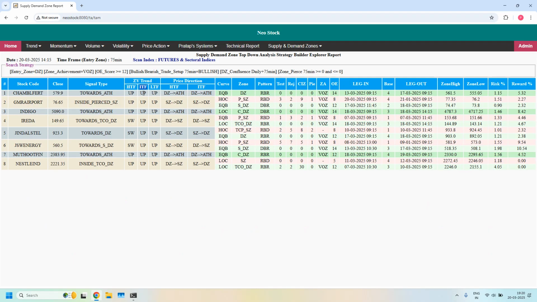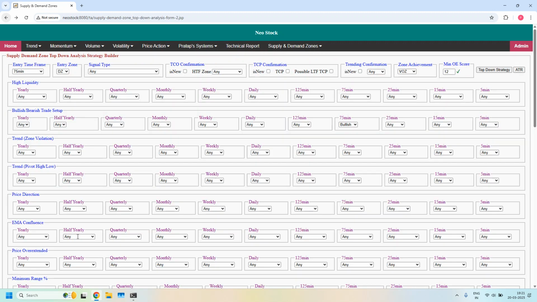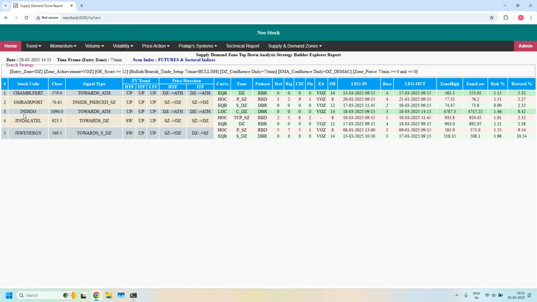And also daily trend, ITF trend is up. So let us check if the daily demand zone is having daily EMA. If that is the case, these 75 minutes demand zones are having more high probability to get success. So in the EMA confluence daily, I am setting filter daily demand zone with daily EMA confluence. We got 5 stocks. So these 75 minutes demand zones are overlapped with daily demand zone, and those daily demand zones are having daily EMA confluence. So these stocks are having more high probability to get success.